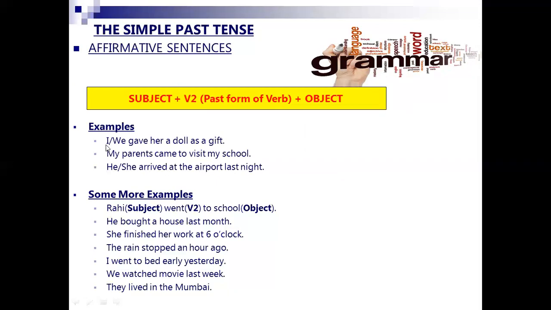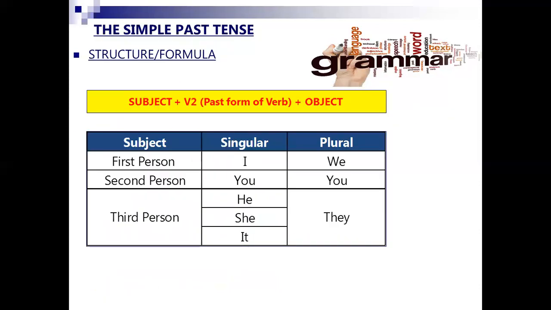See the examples. I, we. I is a singular subject. We is a plural subject. You must remember. You must be remembering this chart.